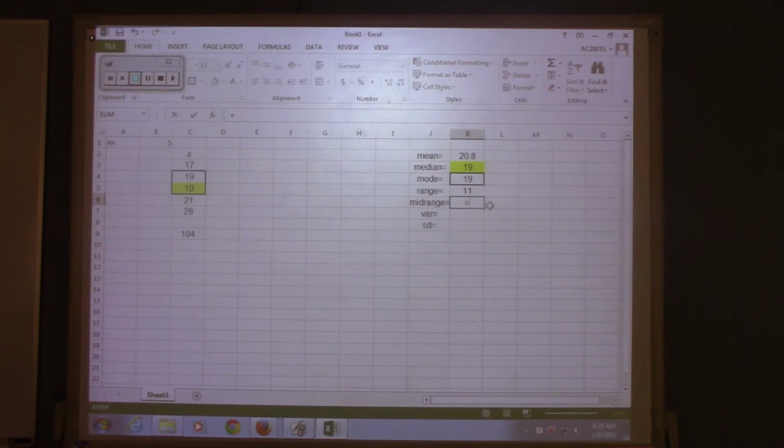Mid-range is equal to parentheses. Why am I adding parentheses? So it knows, because it's got a numerator and a denominator. And despite what some of y'all think, your calculator cannot discern the order of operations as well as you can. Divided by 2. Okay, now the variance and standard deviation. Well, that one you need to do by hand. Now, in order to do the variance and standard deviation, you have to know the formula. And I'll write the formula up on the board.